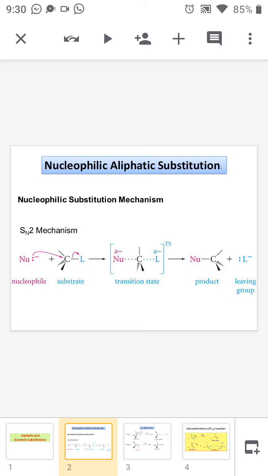Now it forms a transition state. In the transition state, carbon exists in 5 valency. That means carbon forms a partial bond with the nucleophile, and carbon also forms a partial bond with the leaving group. So both the nucleophile and the leaving group acquire a partial negative charge, and the transition state is converted into the product very readily, and the leaving group is liberated from the reaction medium. So this is the mechanism for the SN2 nucleophilic substitution reaction.